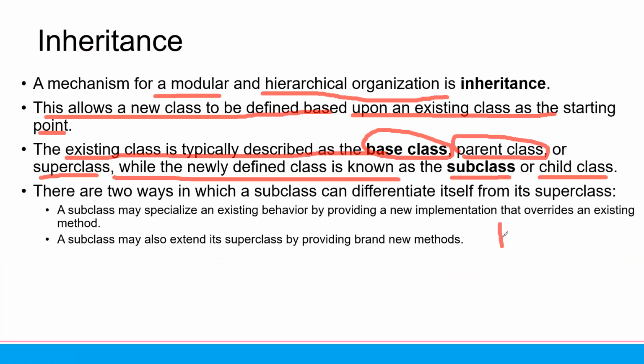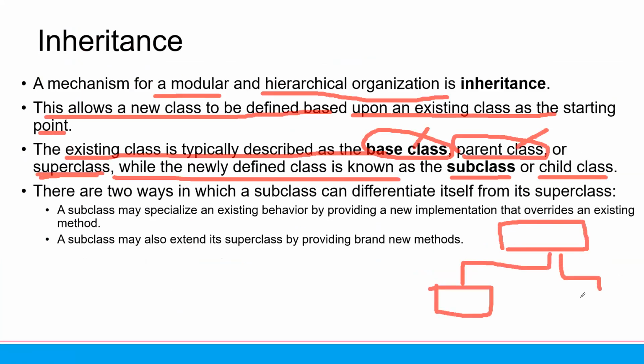So if the class is in the higher position, we call it the base class or parent class or superclass, and it can have another class which is the subclass or child class.